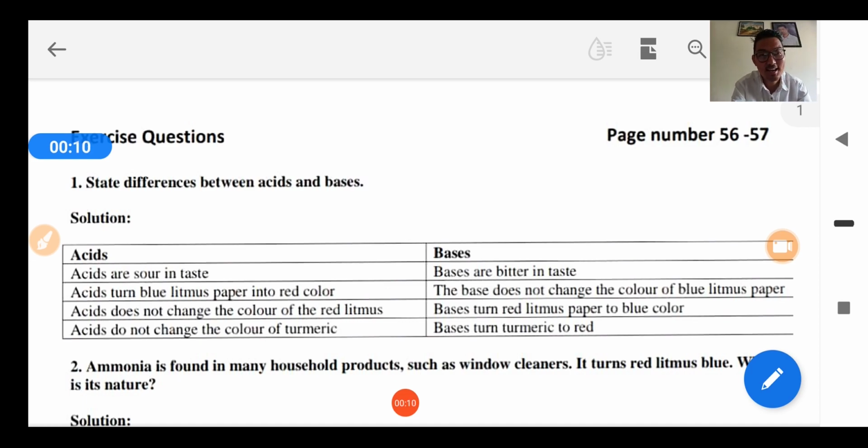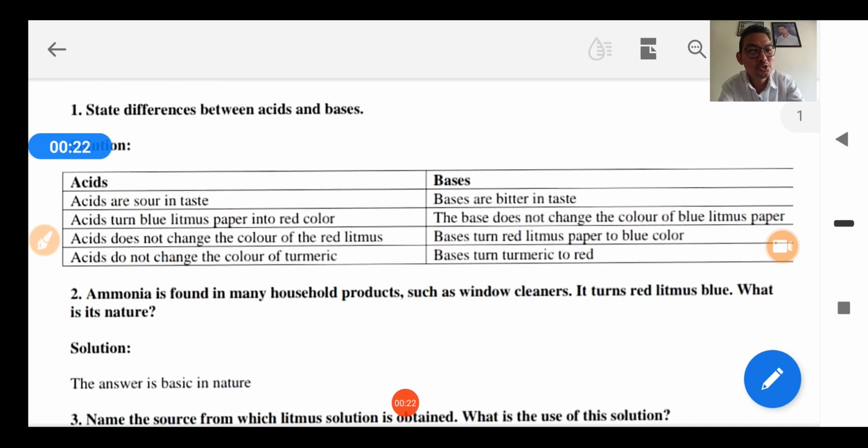We are going to discuss the NCERT questions of this chapter, and here we go. Question number 1, state differences between acids and bases. Okay, so this question is not that difficult. Acids are sour in taste and bases are bitter in taste and soapy in touch.